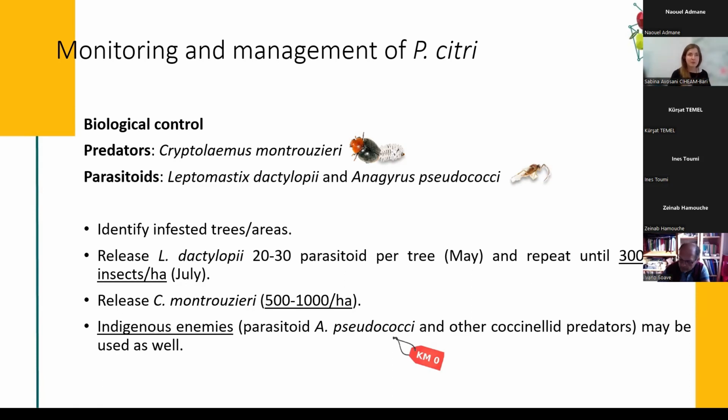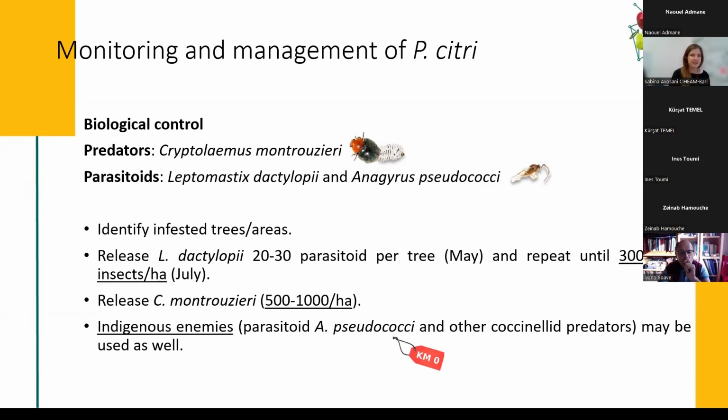In the meantime, you can also release the predator Cryptolaemus with an amount of 1,000 insects per hectare. Although it is important to keep in mind that it's better if you release them once you spot the first ovisacs, because the predator will lay the eggs close to them.